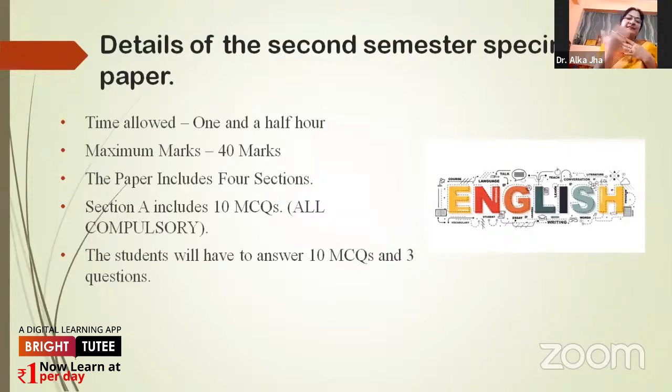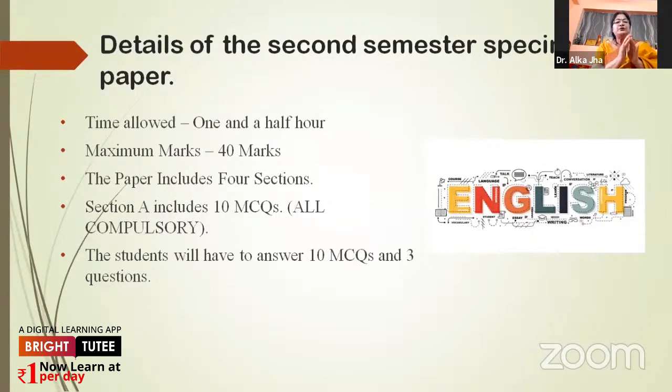In the regular ICSE papers, we used to have Section A, Section B, and Section C. But now we will have Section A, Section B, Section C, and Section D. So we have maximum marks 40. The paper will include 4 sections. Section A obviously includes the 10 MCQs. This is vital. Many of them are still under the impression that there will be no MCQs. But this time for literature, they are going to have 10 marks of MCQs. Please acquaint them with this fact.